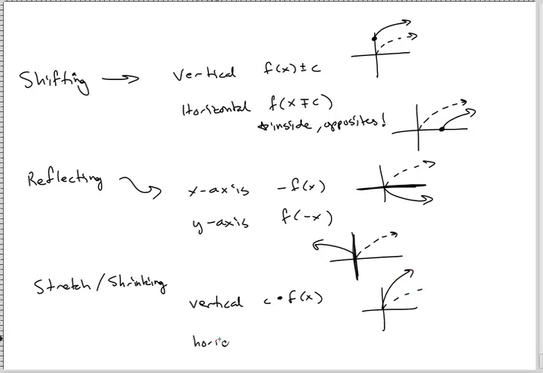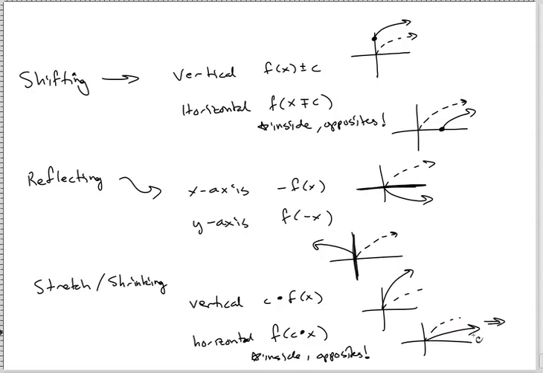And then we got horizontal, which would be f of c times x. And notice again, inside, opposites. So we're going to have to think opposites on this one as well. And I'm just going to try to graph it right now. So we have some kind of original graph here, and then it's going to look like that because I'm stretching it horizontally, something kind of like this side to side. Again, though, these are a little bit more fluid, and we'll talk about that later. I'm not really concerned about that stuff.